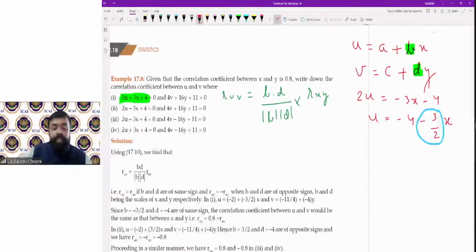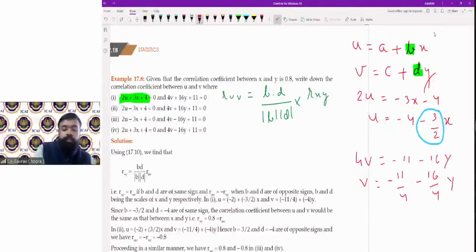Similarly, from second equation, 4v is equal to minus 11 and minus 16 y. So v is equal to minus 11 by 4 and minus 16 by 4 y. So from here you have to calculate the value of d. D will be minus 16 by 4, that is minus 4. So b and d दोनों values आ चुकी है. Now you have to substitute here and get the result.